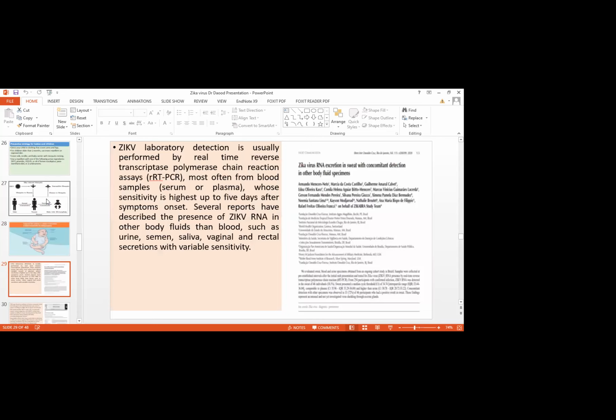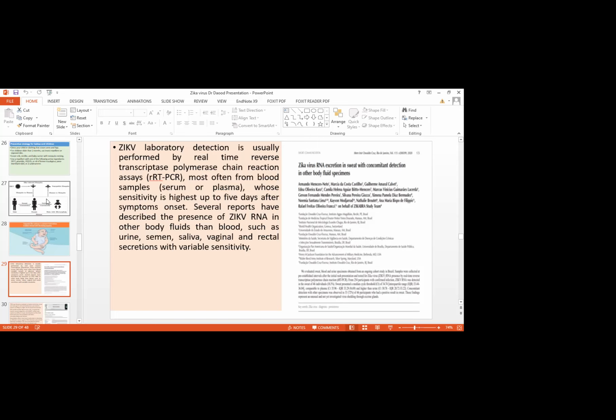This is the first update about Zika virus disease, an article published in 2020. Zika virus laboratory detection is usually performed by the reverse transcriptase polymerase chain reaction assay, mostly from blood samples, serum or plasma, whose sensitivity is highest up to 5 days after symptom onset.